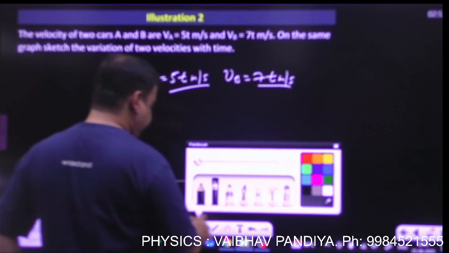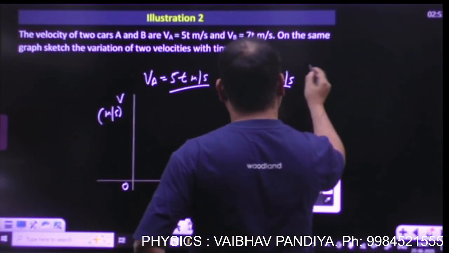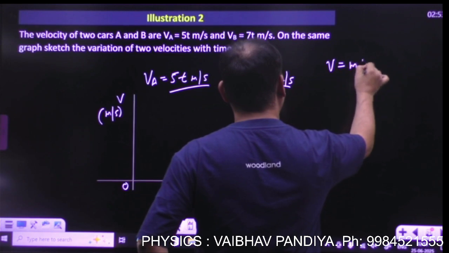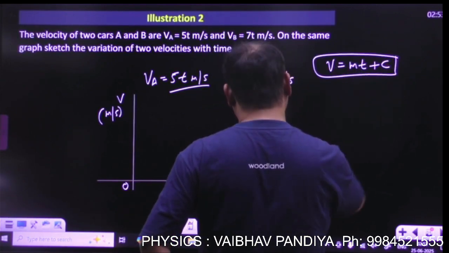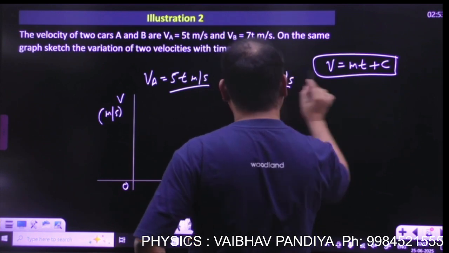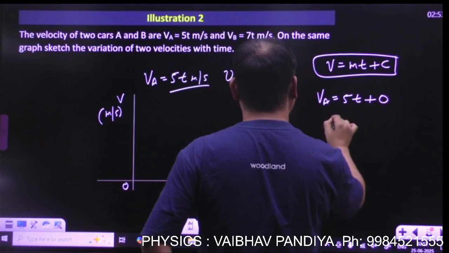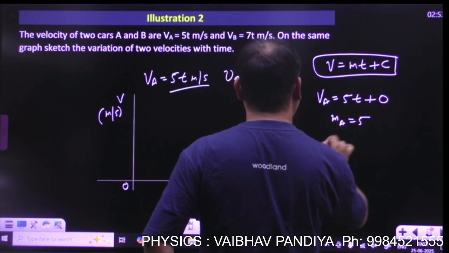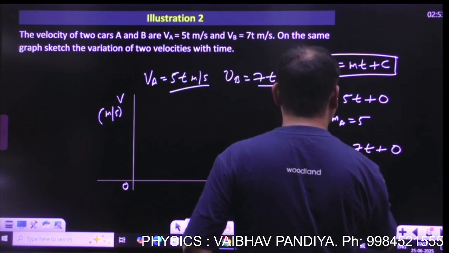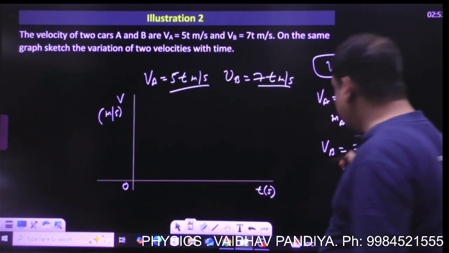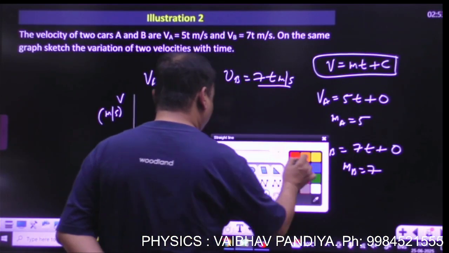I am skipping the left hand portion of the graph because I will assume initial time to be 0. So see here, V is equal to mt plus c. The graph has this form. V is the dependent variable, t is the independent variable, and in both the equations c is 0. Like VA is 5t plus 0, so the slope of A is coming to be 5. VB is 7t plus 0, so the slope of B is coming to be 7. Both graphs will pass through the origin because in both the intercepts are 0.